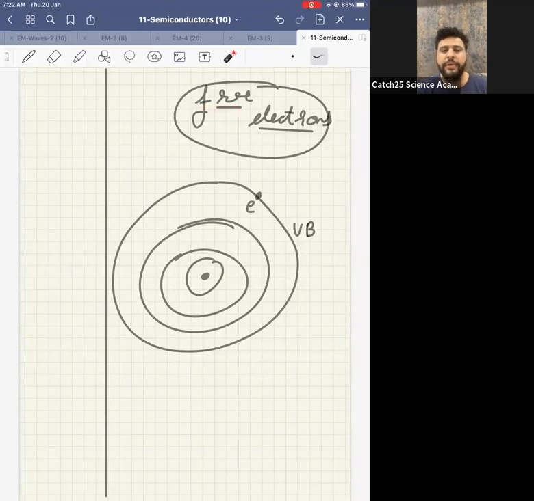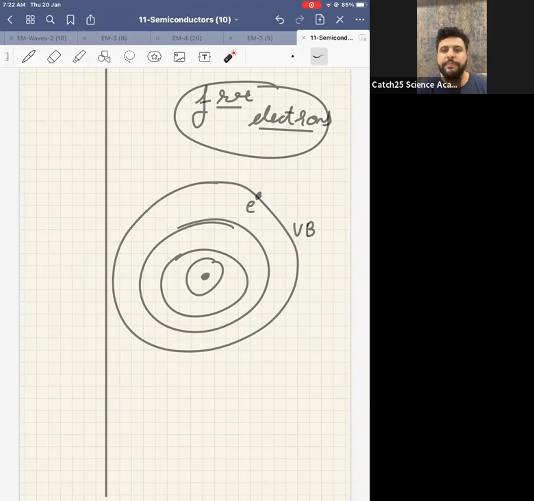Answer is, when an electron is not a part of any atom, it is free. Therefore, if an electron can jump out of the valence band, it is free. Now, if an electron is in the valence band, is the electron free?